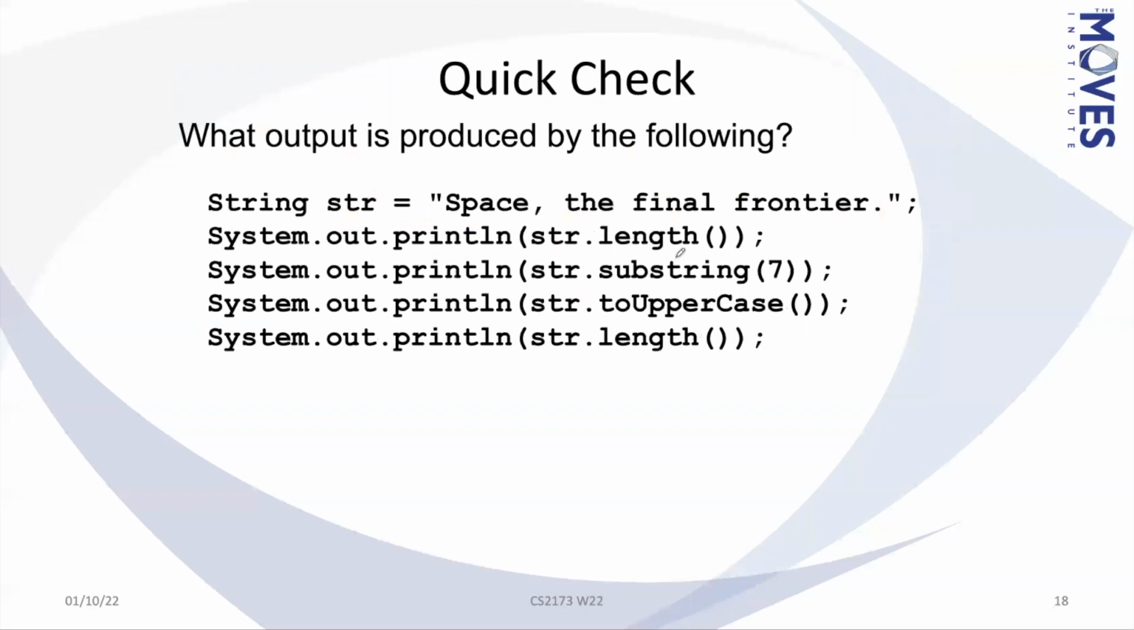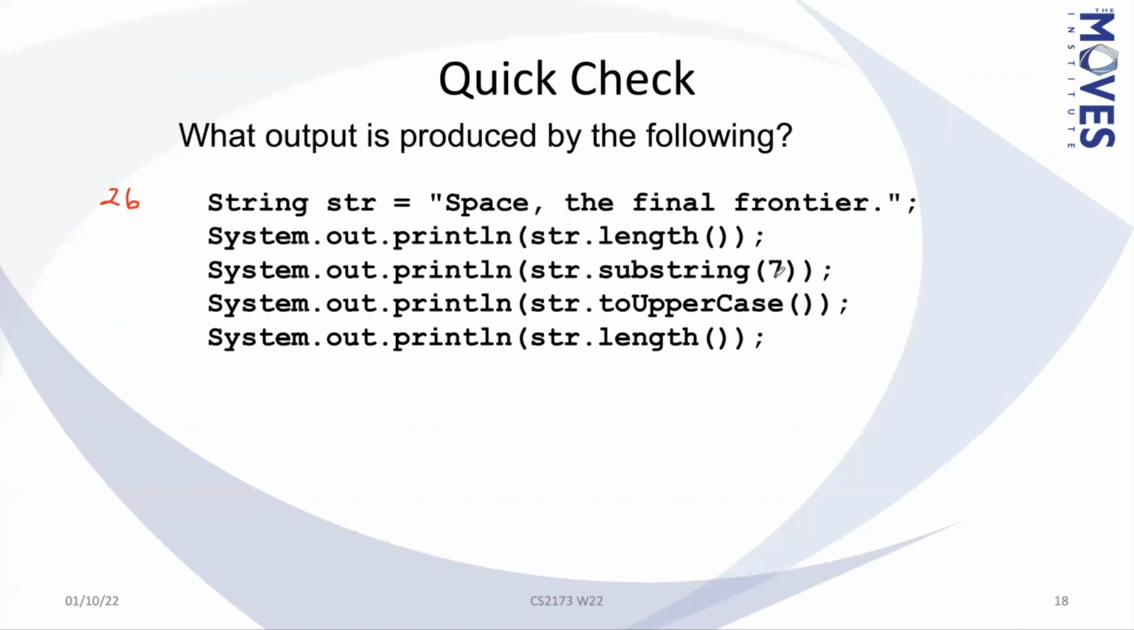Okay, so here's our little question: what is produced by the following? What is the length of "space, the final frontier"? Let's count: 1, 2, 3, 4, 5, 6, 7, 8, 9, 10, 11, 12, 13, 14, 15, 16, 17, 18, 19, 20, 23, 24, 25, 26. Okay, so I'm going to guess 26.